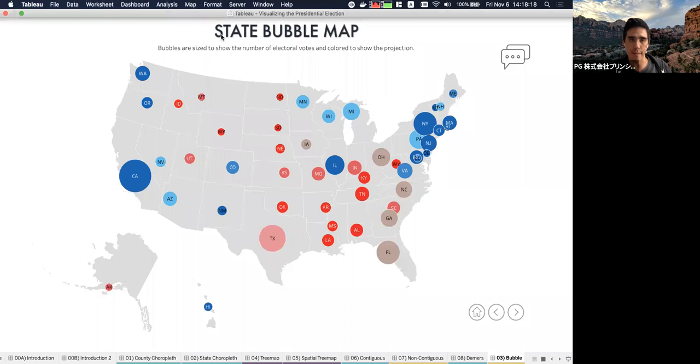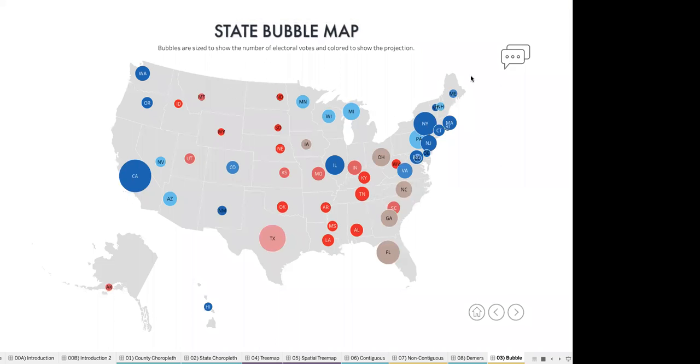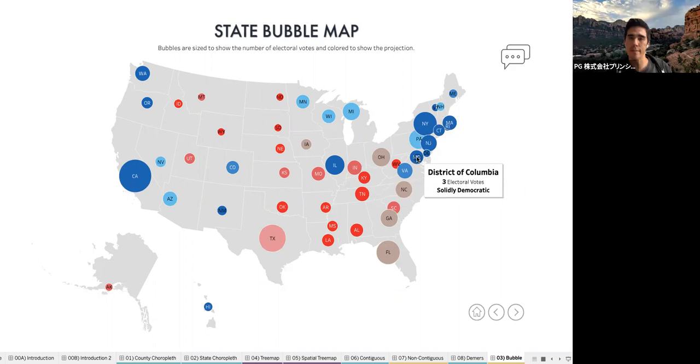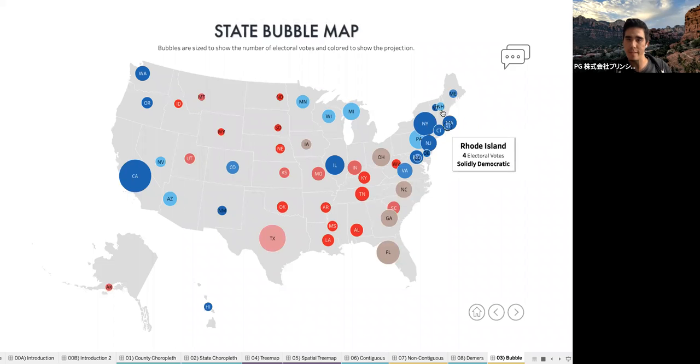Can anyone else think of any other advantages or disadvantages? Do people like this kind of chart? Probably the bubbles on the right are kind of overlapping a bit. Yeah, good point. These bubbles here, it's difficult to see. Even Rhode Island is kind of hidden, on top of this other bubble. That's a good point.